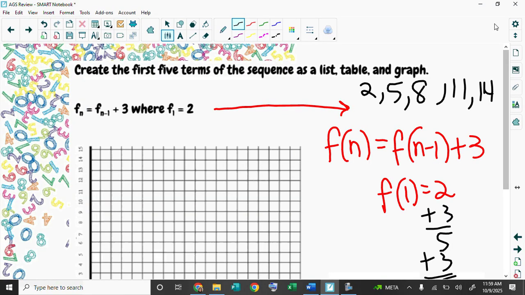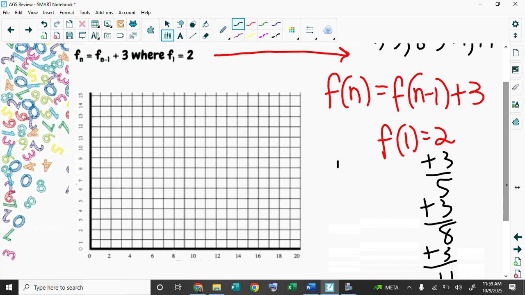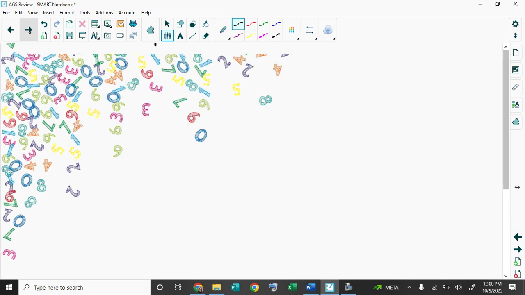Now, I need to make an XY table, so I'm going to make an XY table. So 1, 2, 3, 4, 5, and then I have 2, 5, 8, 11, 14, and I'm going to plot those points. So 1, 2, 2, 5, 3, 8, 4, 11, 5, 14. And that's what you do with that.